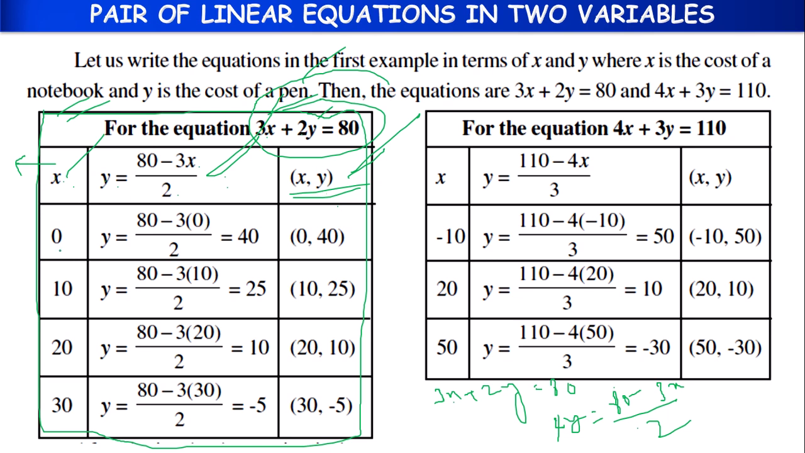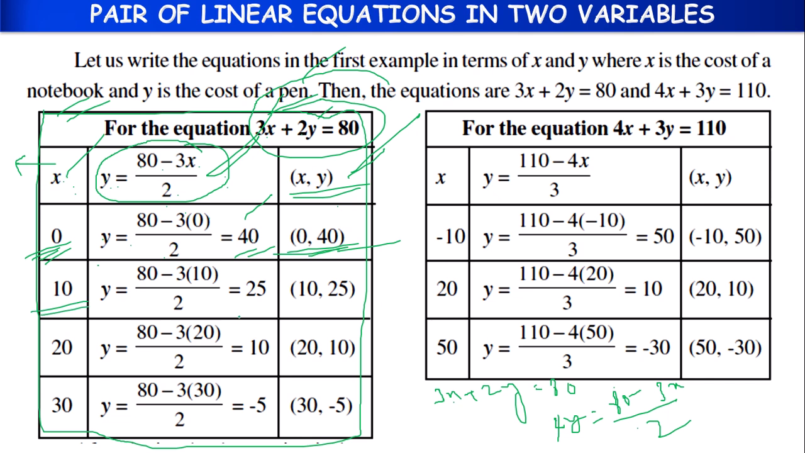Suppose X is 0, then what about Y? We have already defined Y in terms of X. In the place of X, we can keep 0. So Y equals 80 minus 3 into 0, by 2. 3 into 0 is 0, 80 by 2 is equal to 40. Means when X is 0, the Y value we are getting is 40. So the solution pair is 0, 40.